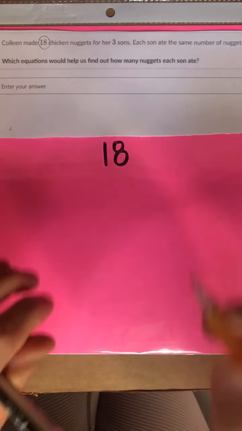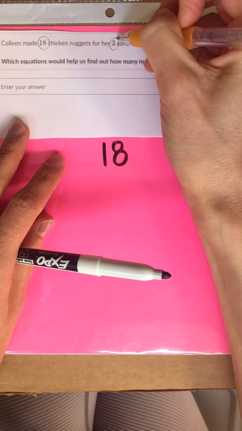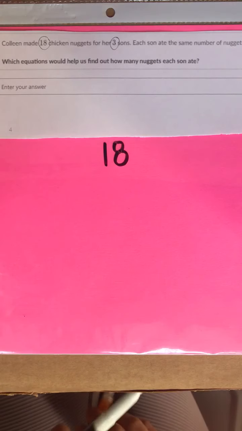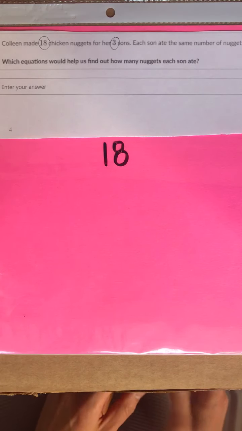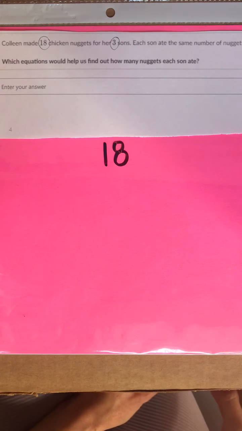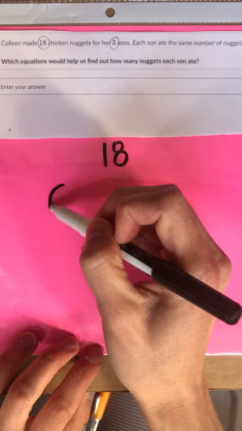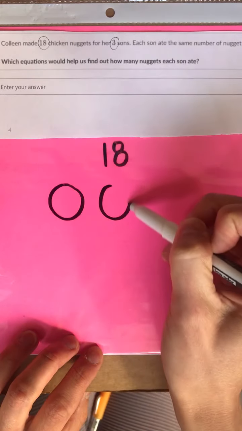Then it says that she made nuggets for her 3 sons. And each son is going to get the same number of nuggets. So how can I show that Colleen has 3 sons? Very good. I can just draw 3 circles, 1 for each son.